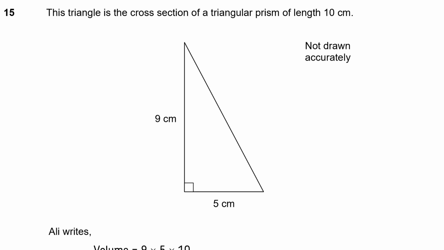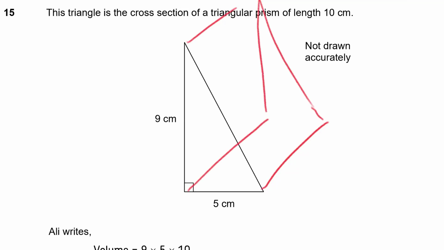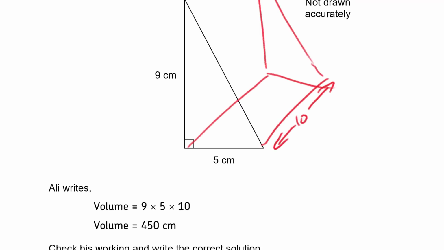Question 15. This triangle is a cross section of a triangular prism of length 10. So it's actually just like the front face then, isn't it? So if I had like a slice of cheese style prism going on like that, I can draw in an extra dimension maybe to make it a bit clearer. So the triangle is a cross section and the prism is of length 10, so that would be 10 from there to there. Ali writes the volume is going to be 9 times 5 times 10, so the volume is 450 centimeters. Check his working and write the correct solution.